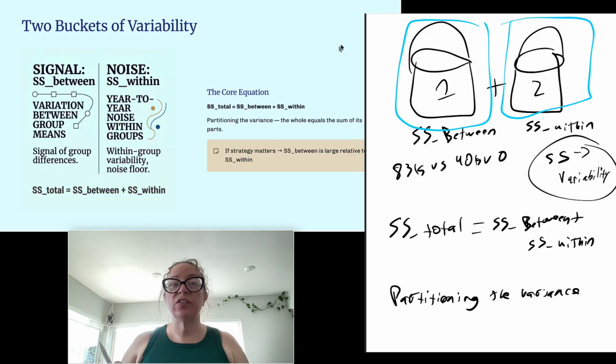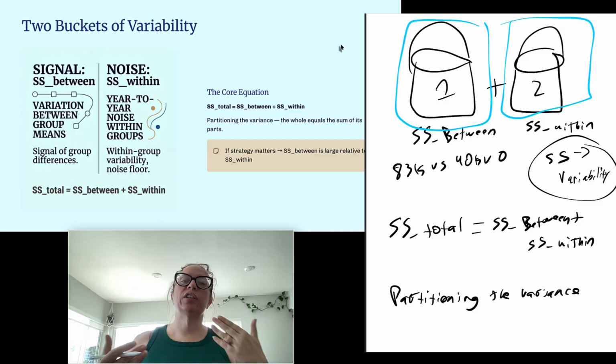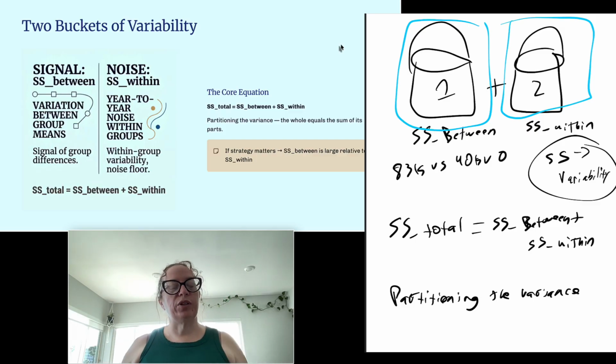Okay, think about it. Pause it and think about it, because if you can come up with this answer yourself, then it'll stick with you more. If strategy has no effect, if all three approaches produce identical results, what would we expect with the variation? What would we expect with the group means? We would expect the group means to be similar to each other, okay? For there to be no real difference. Any difference between them would just be sampling noise.